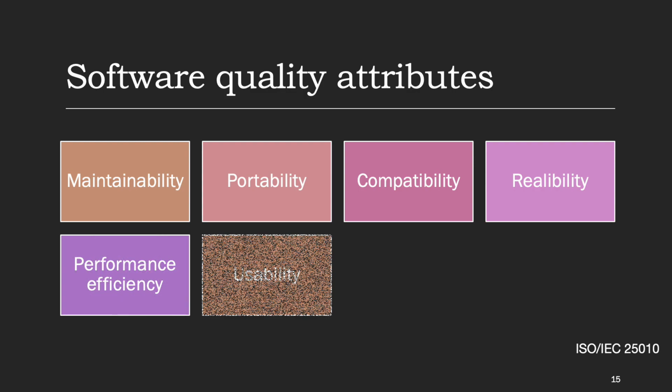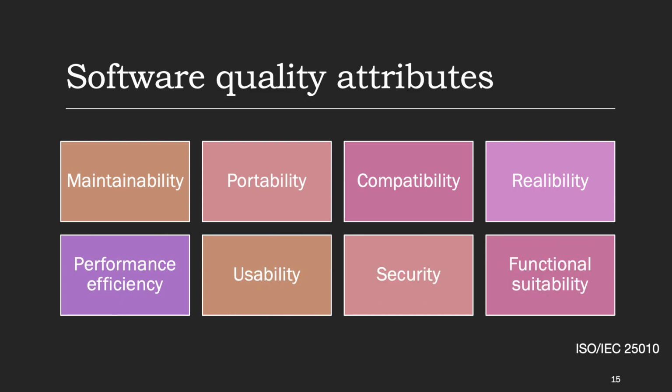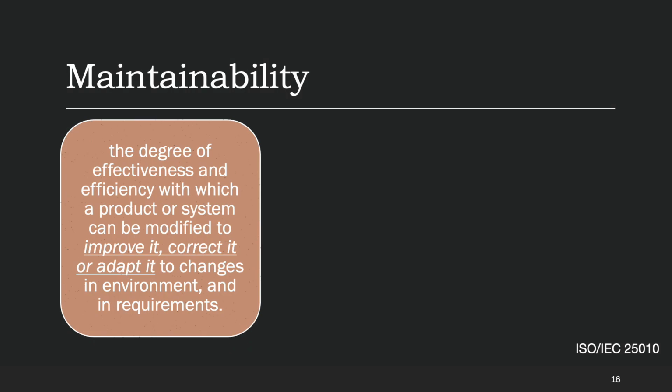Now let's look at the software quality attributes as defined by the ISO 25010 standard about software and data quality, which is a well-established standard available to the public for a good decade. There are 8 quality attributes listed in this standard: maintainability, portability, compatibility, reliability, performance efficiency, usability, security, and functional suitability.